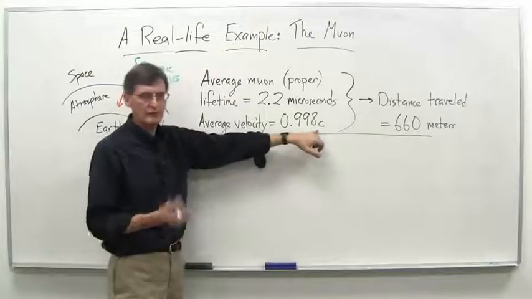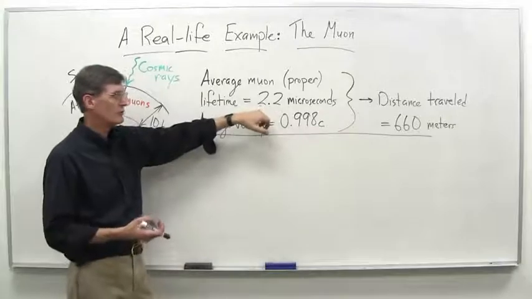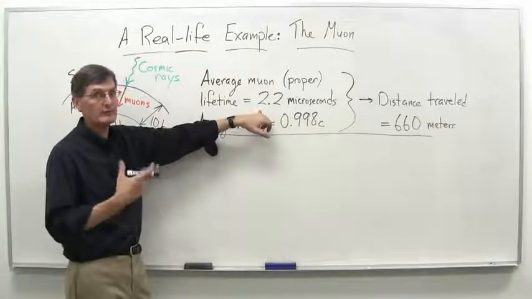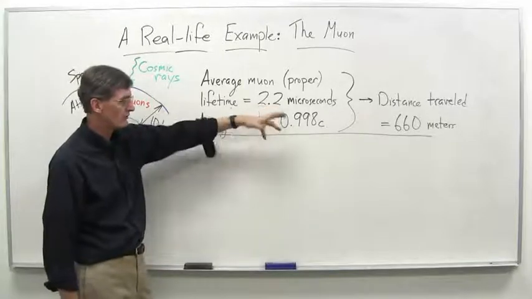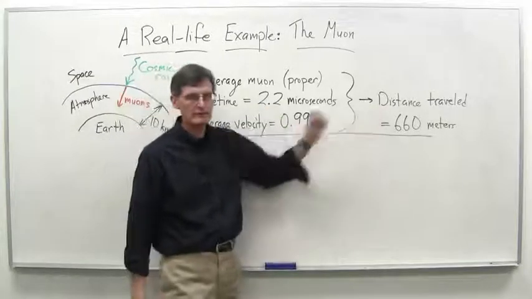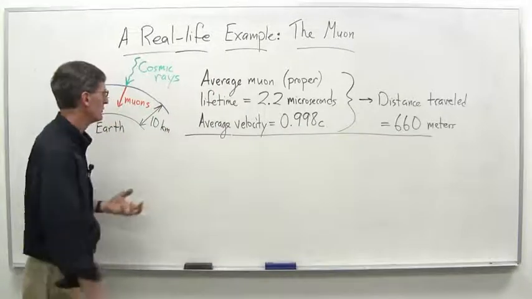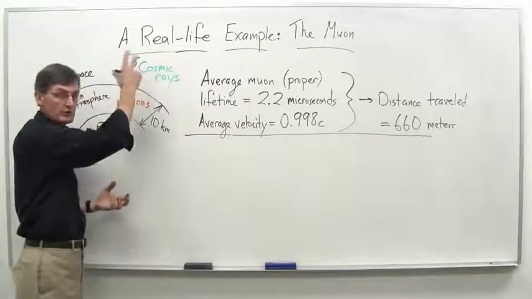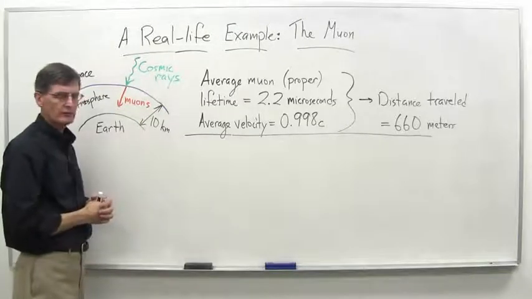The speed of light is pretty close to 3 times 10 to the 8th meters per second. And 2.2 microseconds is 2.2 times 10 to the minus 6 seconds, for those of you who do those sorts of calculations. And so you get on the order of several hundred meters in terms of the distance traveled by an average muon generated by these cosmic rays. It will supposedly travel 660 meters.